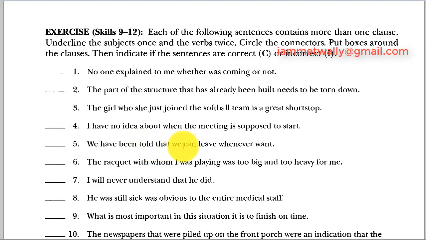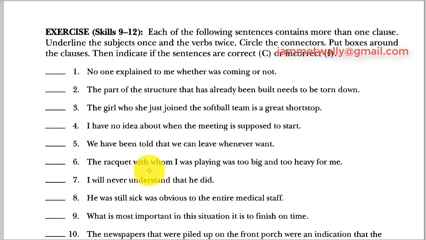5. We have been told that we can leave whenever we want. We is the subject, have been told is the verb. That is a connector, we is the subject, can leave is the verb of the subject. That we can leave is the noun clause that works as the object of the verb told. Whenever is another connector. Want is the verb, and it's missing a subject here. So: whenever we want. So this sentence 5 is incorrect.